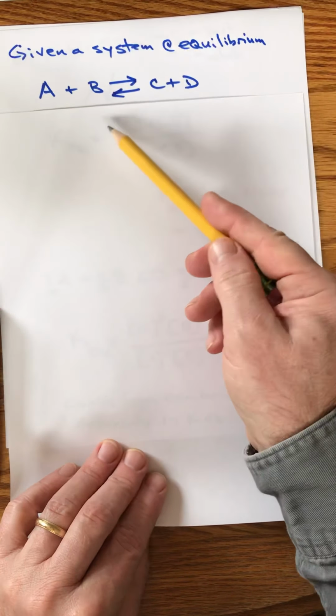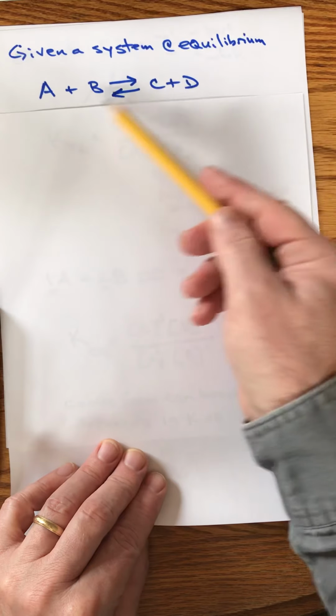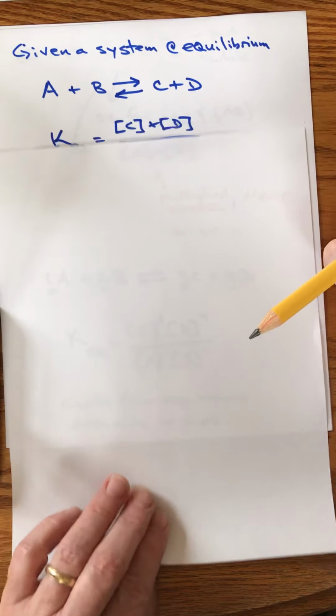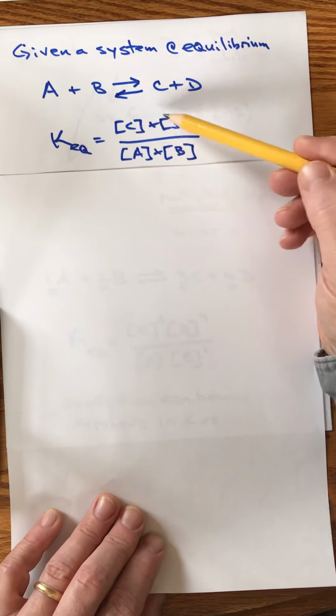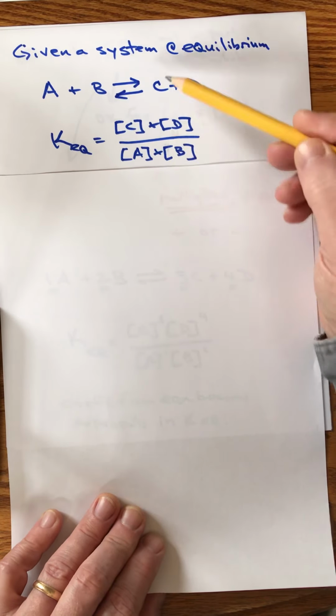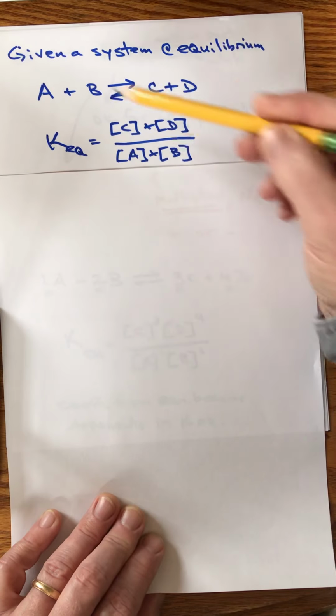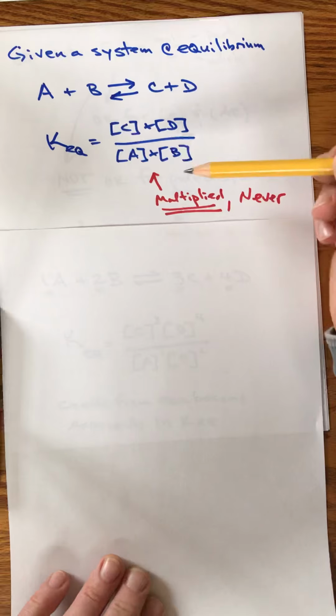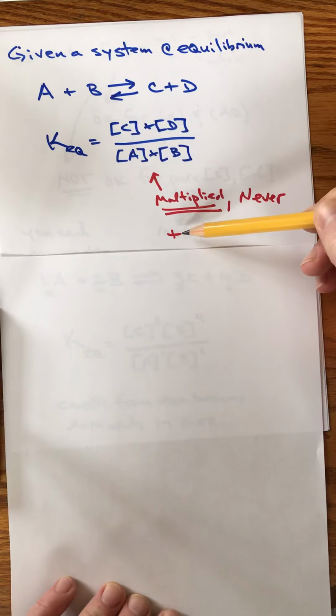So mathematically, how's this work out? Well, here's a simple system. A plus B, double arrows for equilibrium, goes to C plus D. Implies that you can go forward and you can go reverse. KEQ is the concentration of the products over the reactants. Here's C, here's D, they go up top. Here's A and B, they go on the bottom. These are multiplied together. It's never an addition or subtraction thing.